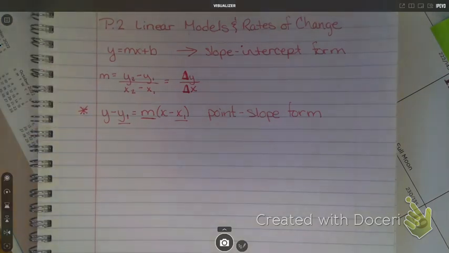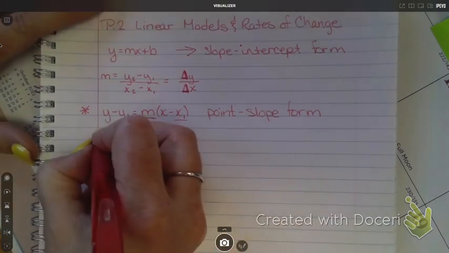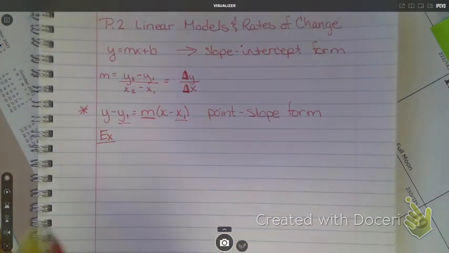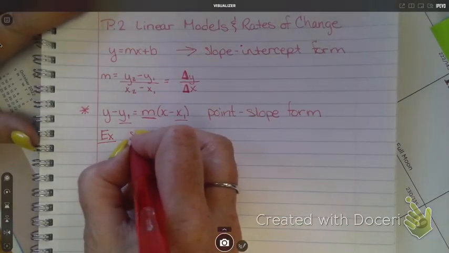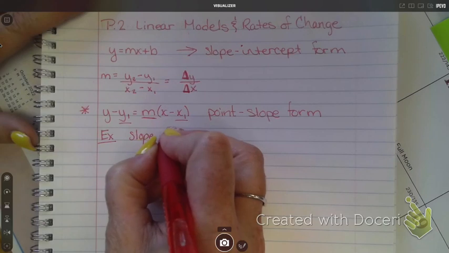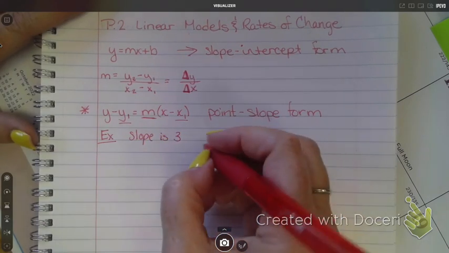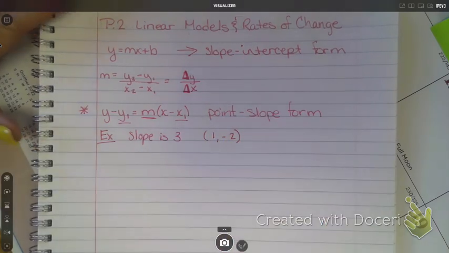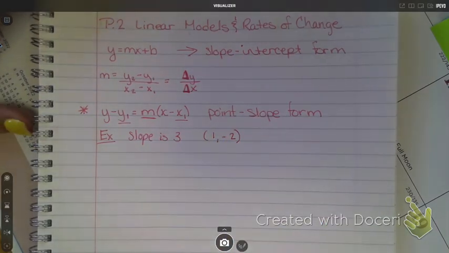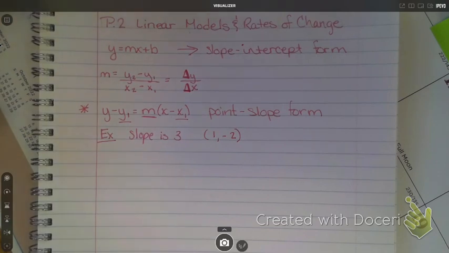Do we need to do an example of that? Yes. Okay. So the slope is 3 and it goes through the point (1, -2). So what do I do with that? I need to start putting stuff in.